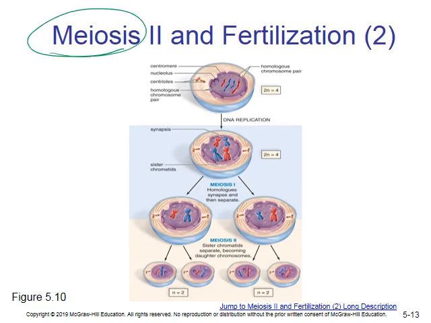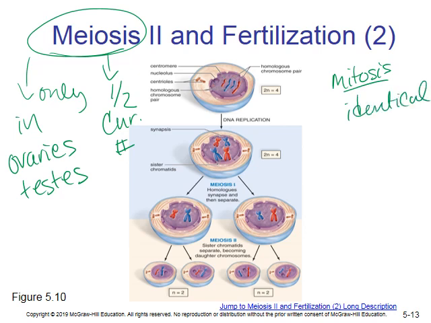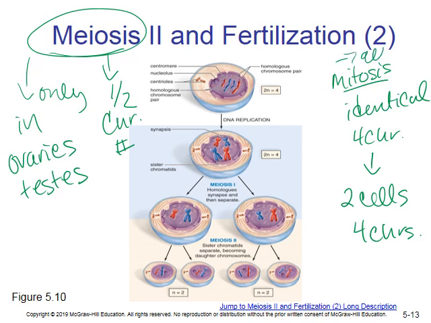Now we're going to talk about meiosis. So meiosis only in ovaries and testes. Basically, meiosis is where we half the chromosome number. Remember, mitosis is identical. If you have 4 chromosomes, you end up with 2 cells with 4 chromosomes. And remember, mitosis is all body cells, somatic, that term, right?